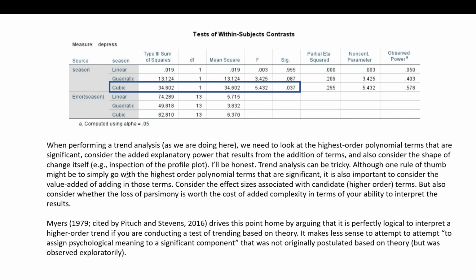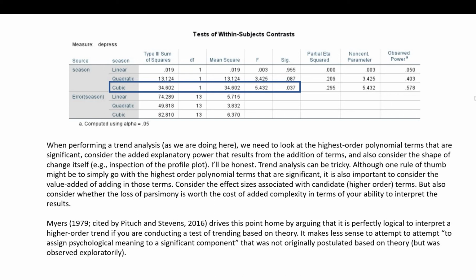Although one rule of thumb might be to simply go with the highest order polynomial terms that are significant, it's also important to consider the value added of adding in those terms. Also consider the effect sizes associated with the candidate higher order terms, and consider whether the loss of parsimony is worth the cost of added complexity in terms of your ability to interpret the results, basically the trending.